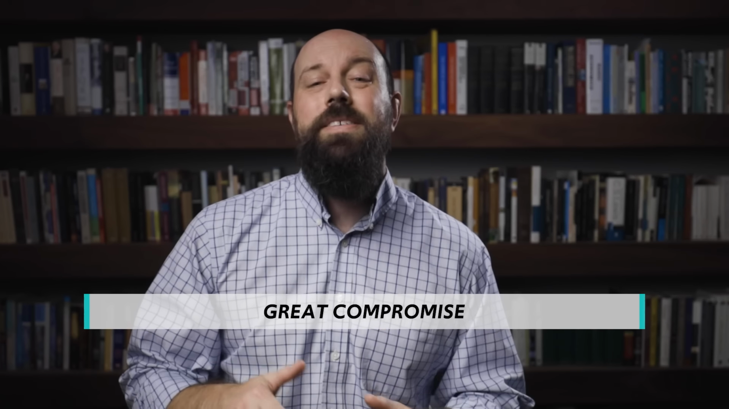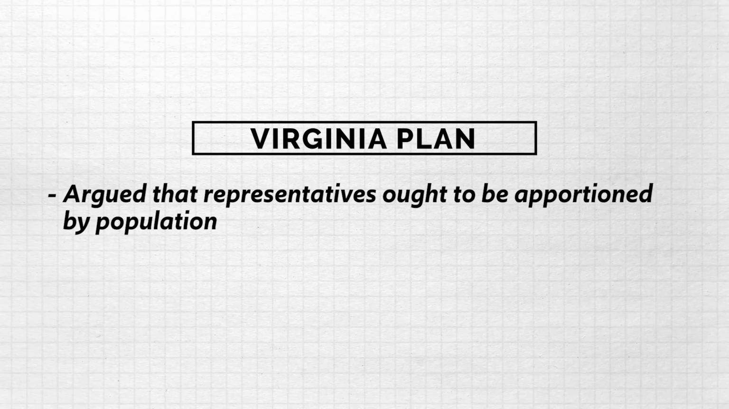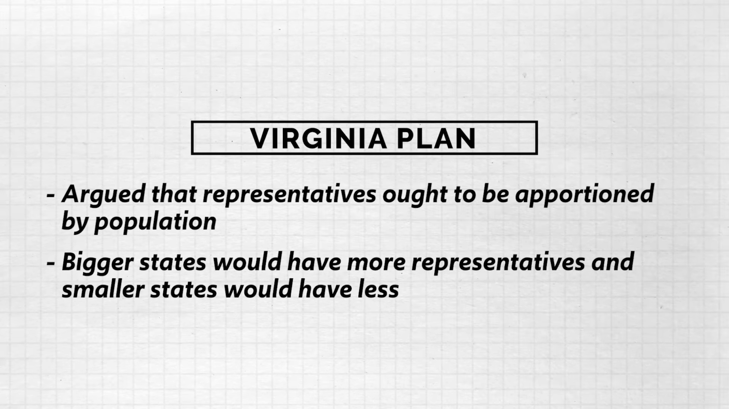Remember, the Constitution would establish a Republican-style government in which representatives of the people did the work of government. And so the main question was, how do we decide how many representatives each state gets? And there were two opposing solutions to this problem. First was the Virginia plan, which argued that representatives ought to be apportioned by population. So in that case, bigger states would have more representatives and smaller states would have less. And it's not hard to understand why Virginia would want a plan like that, since it was among the most populous states of the Union.